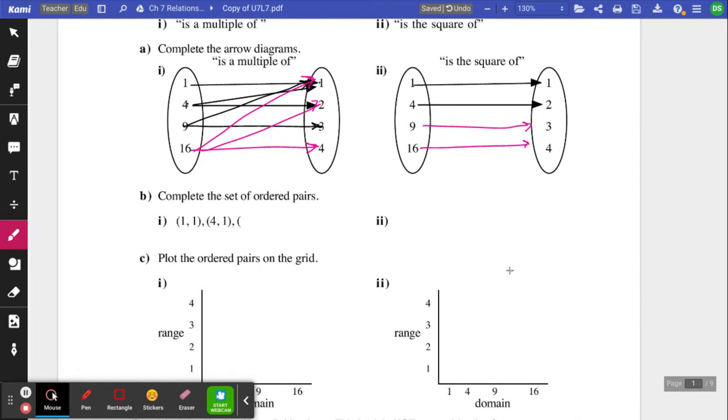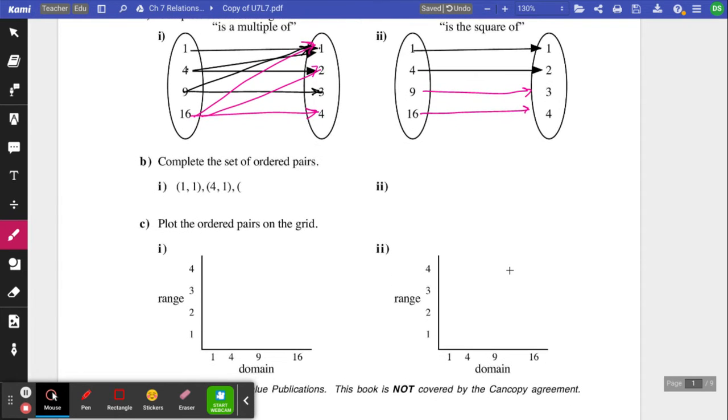If I asked you to complete the ordered pairs for this, I would have 1, 1, 4, 1. Watch this. 4, 2. What's next? 9, 1. What else? 9, 3. What's the next one? 16 and 1. 16 and 2. And 16 and 4, correct?